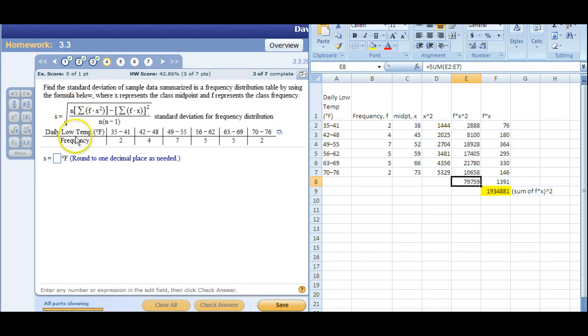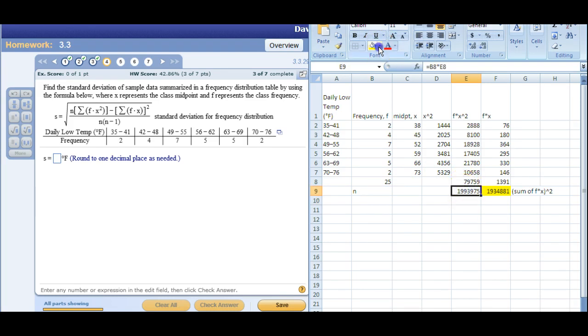I need to multiply by n. N is the sum of your frequencies. If I highlight all those frequencies and add them up, that's n. So I need to take this value and multiply by n. So right here I'm going to write equals n times this value.